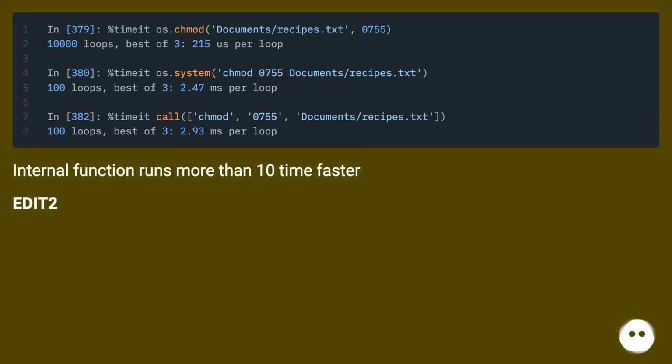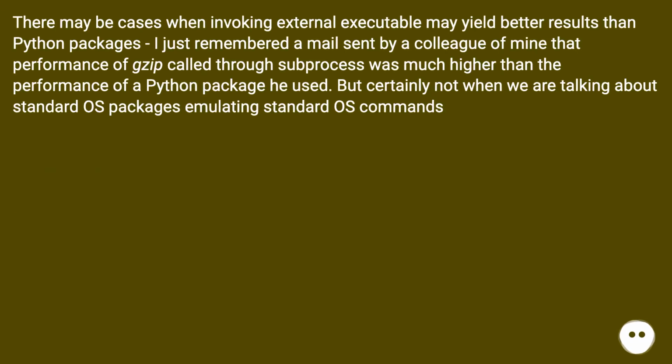Edit 2: there may be cases when invoking an external executable may yield better results than Python packages. I just remembered a mail sent by a colleague of mine that the performance of gzip called through subprocess was much higher than the performance of a Python package he used. But certainly not when we are talking about standard OS packages emulating standard OS commands.